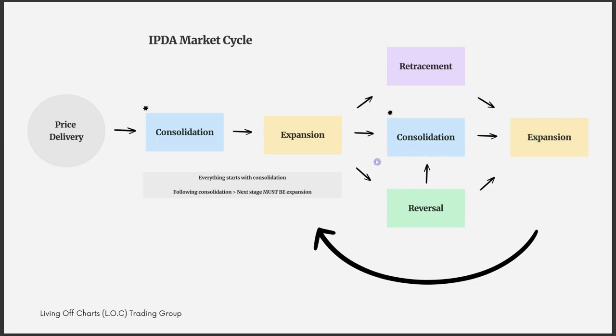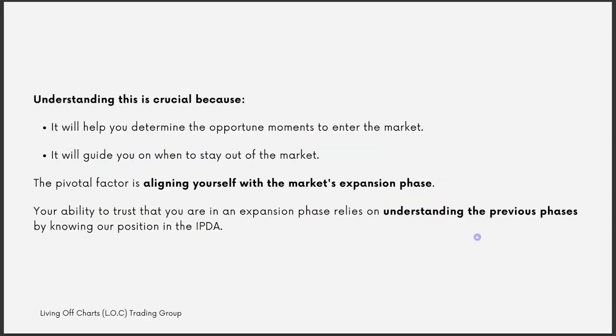Now we can make a distinction between reversal and retracement, right? Because a retracement is not a reversal, so you can anticipate a continuation inside that already determined order flow. And a reversal obviously means we're gonna flip order flow. Now understanding this is crucial. Why? It will help you determine the opportune moments to enter the markets. It will guide you on when to stay out of the markets.